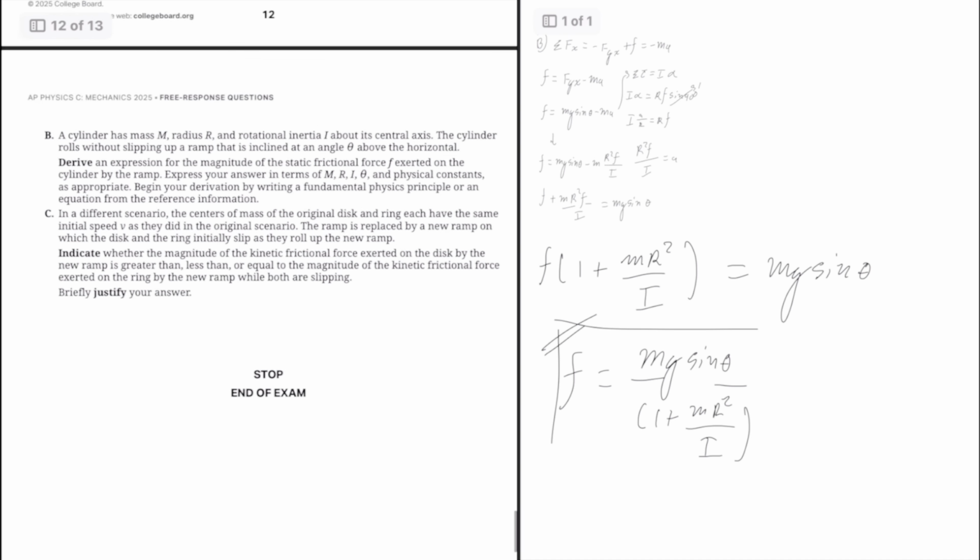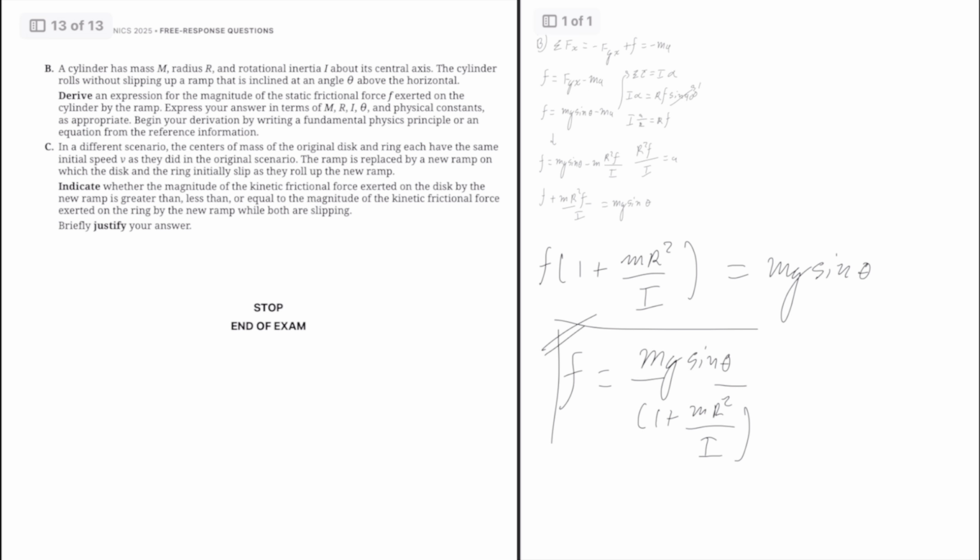So there we go. And now for part C, I'm going to read the question. In a different scenario, the centers of mass of the original disk and ring have the same initial speed v as they did in the original scenario. The ramp is then replaced by a new ramp on which the disk and the ring initially slip as they roll up the ramp. Indicate whether the magnitude of the kinetic frictional force exerted on the disk by the new ramp is greater than, less than, or equal to the magnitude of the kinetic frictional force exerted on the ring while both are slipping. This is what you need to remember.